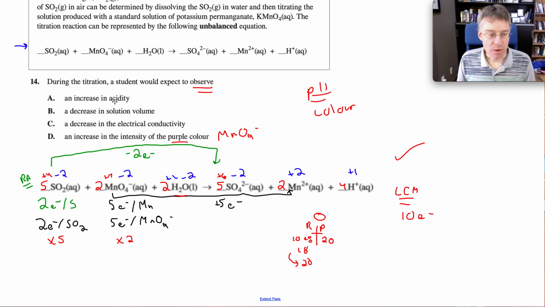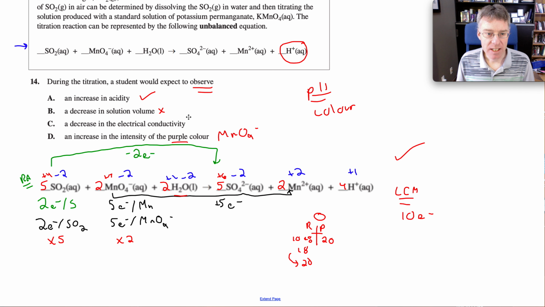So let's see, A is an increase in acidity. So that means a product would have to be H+. And that is what we have. So we are making H+, we're becoming more acidic. So that looks like a correct observation. Decrease in volume. We've got aqueous chemicals and solvent on the reactant side. We've got aqueous products, but we're not losing water. We're not creating a bunch of gas and losing anything. I don't love this B distractor, but that's not correct. We're not having a change in volume. You've done redox titrations and you don't see half your volume disappear mid-titration.